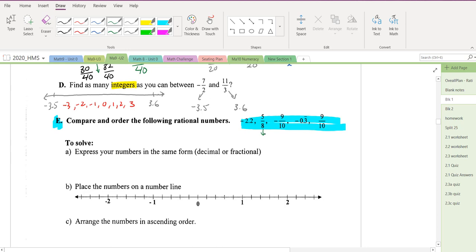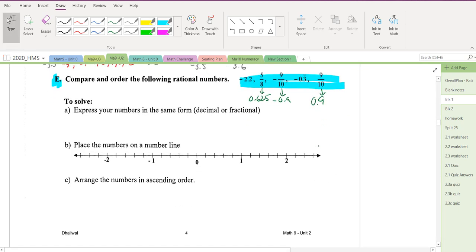What is that? 0.625. Negative 9 over 10, what would that be? Negative 0.9. Excellent. Negative 0.9. And that would be just positive 0.9. Okay. So we got them all as decimals. Can you please place them on that number line? So where it says B here, place all these numbers approximately where they belong.